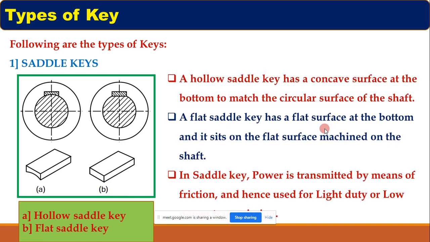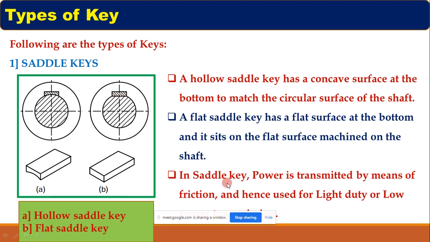Okay, now consider the next point related to the saddle key. The hollow saddle key has a concave surface at the bottom which matches with the circular surface of the shaft. And the flat saddle key has a flat surface at the bottom, which sits on the flat surface machined on the shaft.